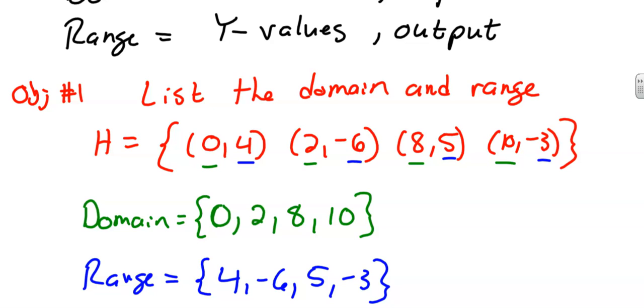Other than that, that's about the only thing they can do. If they give it to you in numbers or variables, you still just take whatever they have. If this had been a B at the front, you still just put a B here. All they're trying to get you to see is that if they talk about the domain, that's just your X values, and if they talk about the range, that's just your Y values.